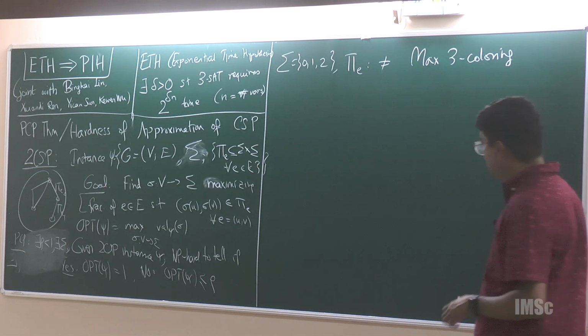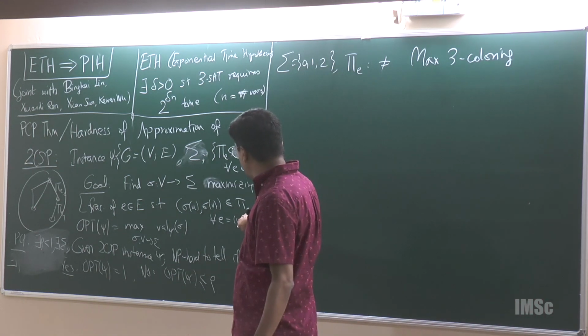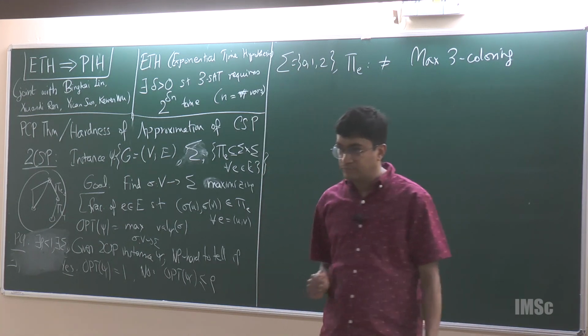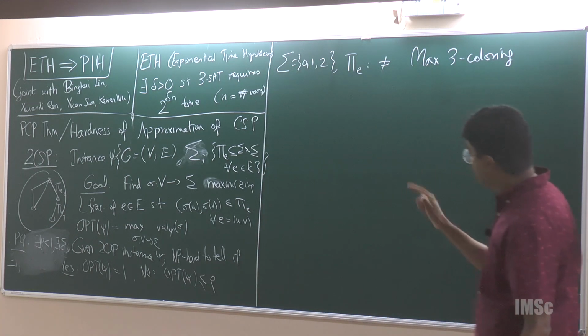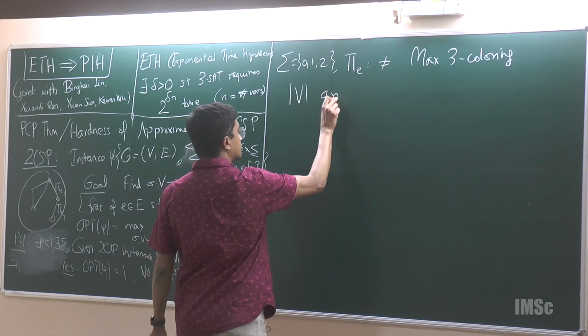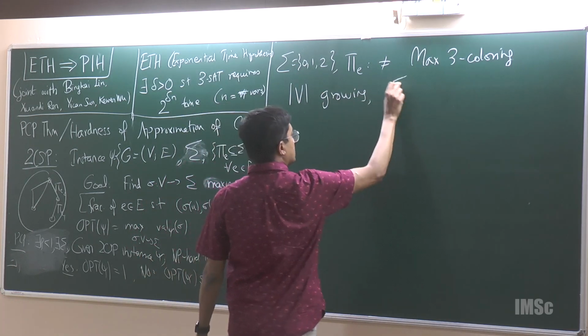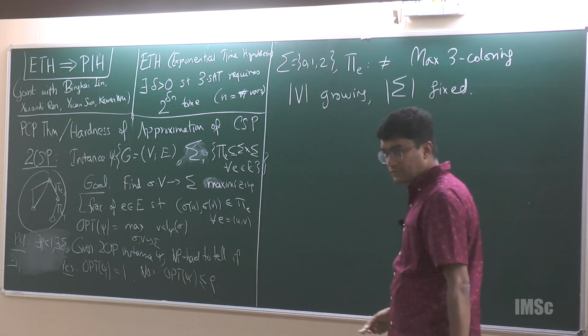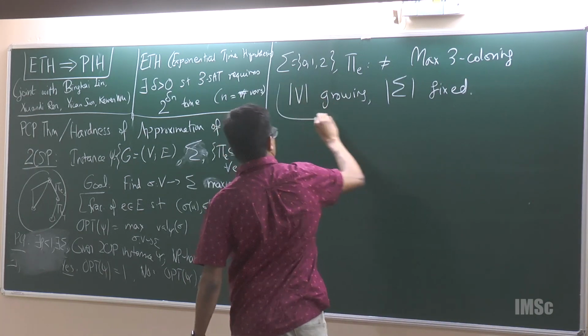Okay? But here I'll just leave it vague, so I allow you to put any relation you want, constraining pairs of variables. Okay? And note that importantly here, what is growing is that the size of V is growing, sigma is fixed. Okay, that's the setting.